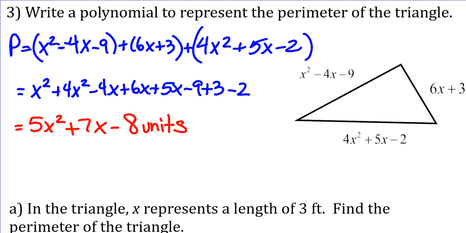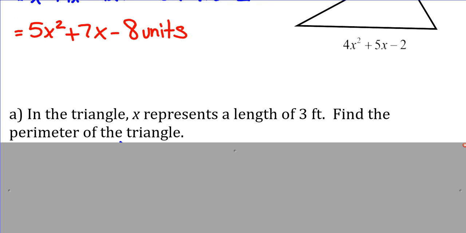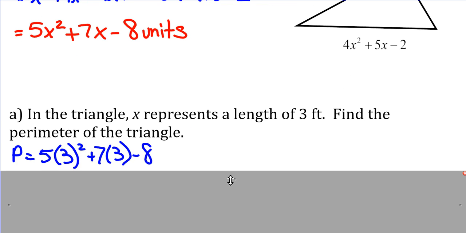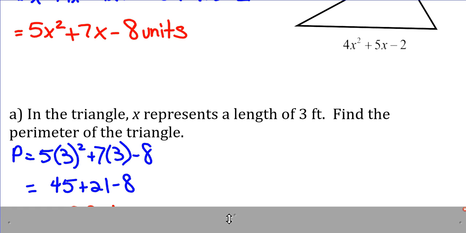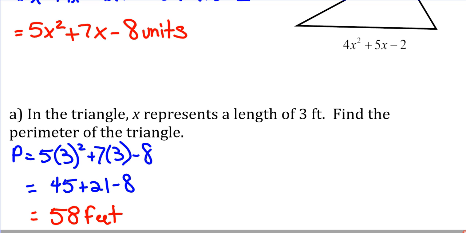Now, we are also said, well, if in the triangle, x represents a length of 3 feet, find the perimeter of that triangle. Well, if we have the expression and x is 3, we could substitute that in and find how many units that is. So by substituting it in and following your order of operations, we would get 58 feet.